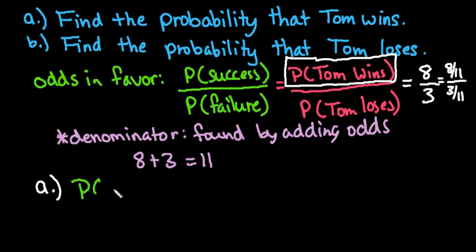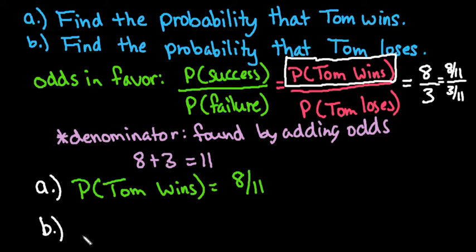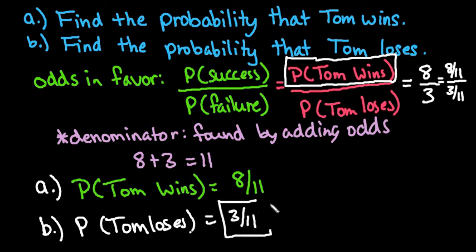That's why we added this together to get the denominator for our probabilities. So the probability that Tom wins is just the top part of that equation that I wrote, which is 8/11. You could also express this as a decimal or a percent, but I'm just going to leave it as a fraction. And the probability that Tom loses is just the denominator of the odds up here, which is 3/11.